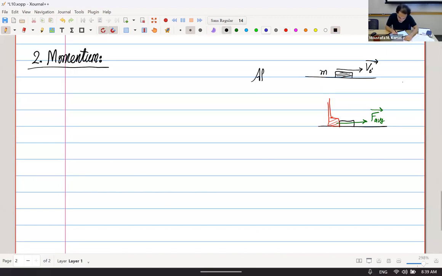So this is the situation before. This is the picture before. This is the picture during the kick. And now we have another picture after, with the puck moving with final velocity VF. And we want to connect all of these together. We want to connect VI, F average, VF. And also there is delta T here, because this act happens in an amount of time, delta T.